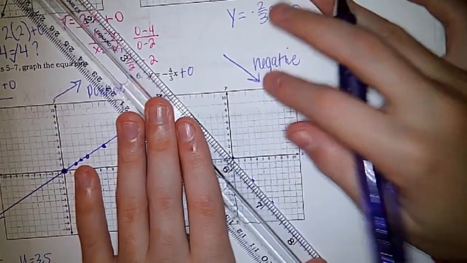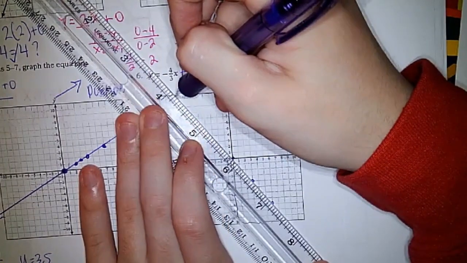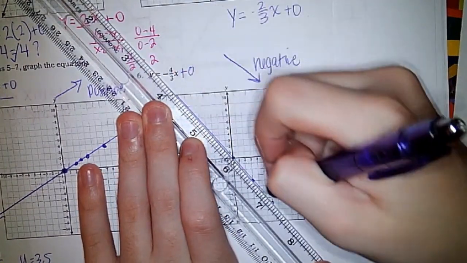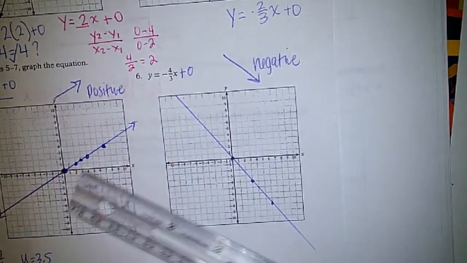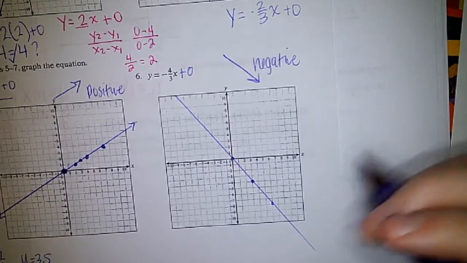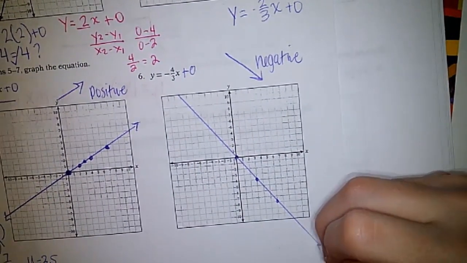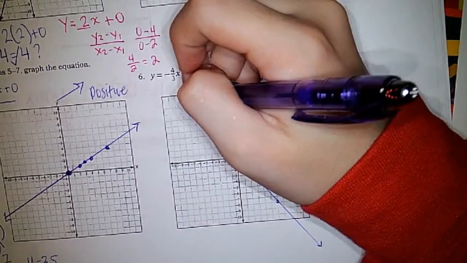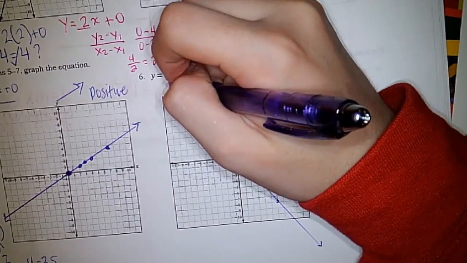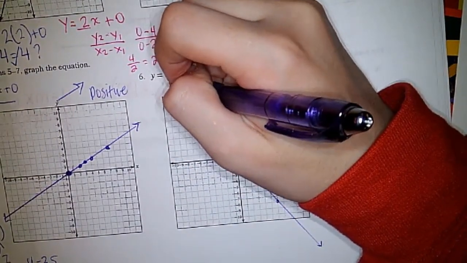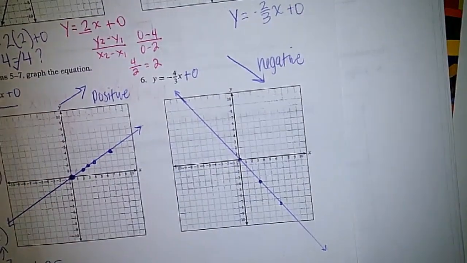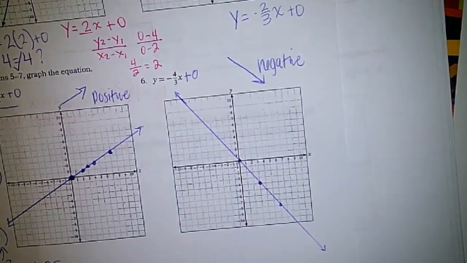Beautiful. Okay, make sure to put your arrows. Why do we need arrows? We want the reader to know that we're doing what? That the line's going to keep going, right? It's not just a line segment. Good job, Cooper. Okay, so ready? Let's keep going.